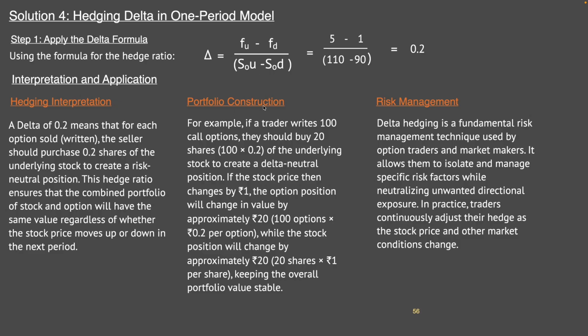So how do we construct a portfolio? Suppose a trader writes 100 call options, then he has to hold 20 shares, that is 100 into 0.2, because the delta is 0.2. So he has to hold 20 shares of the underlying in order to have a perfect hedge and to ensure that the portfolio is a risk neutral portfolio.